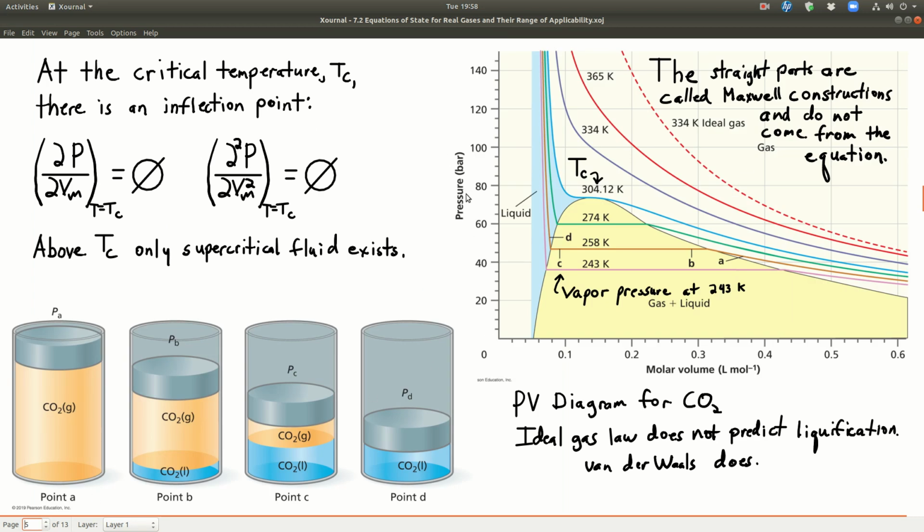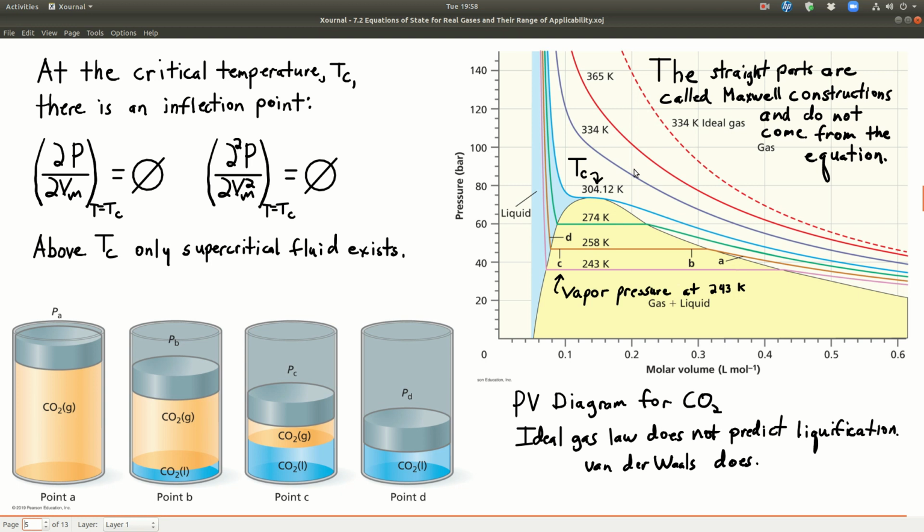All right, so let's look at this graph right here, guys. This is a PV diagram, pressure versus molar volume. And each of these lines represents an isotherm, meaning that the temperature is the same along each of these lines. A couple of things. The dashed line is the behavior predicted by the ideal gas law at 334 Kelvin, and this is all carbon dioxide.